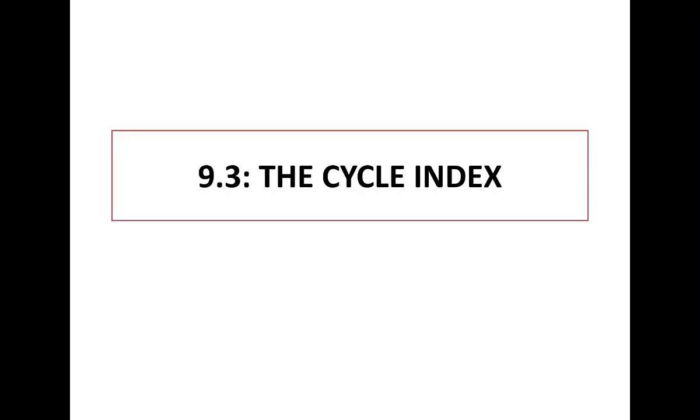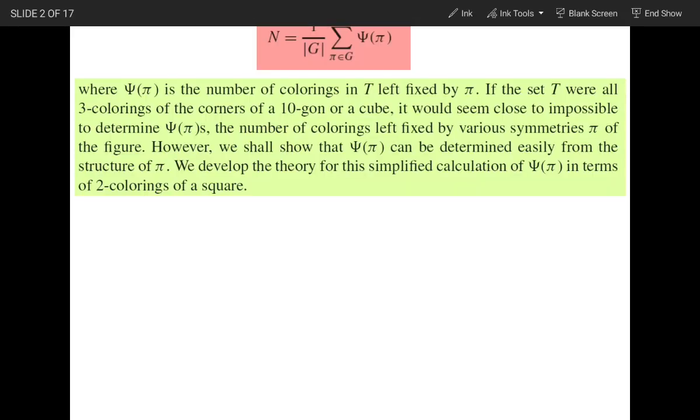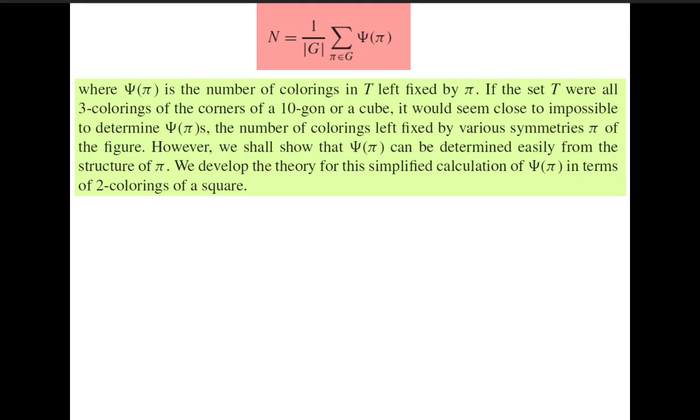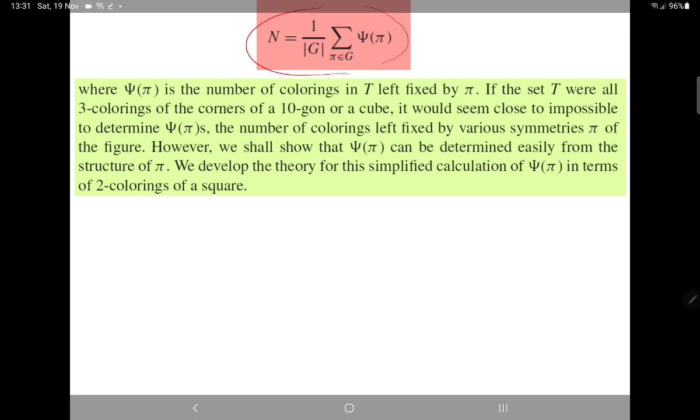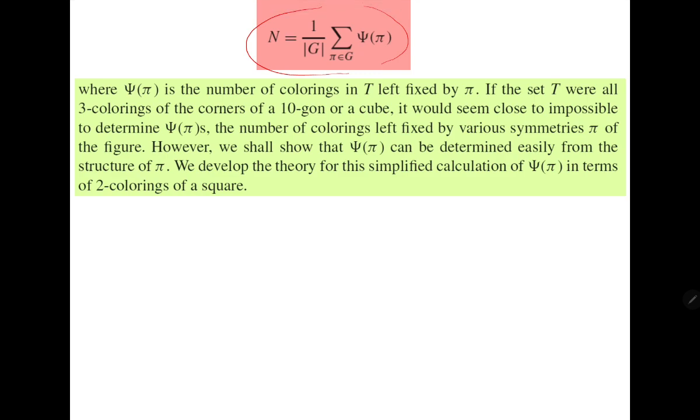Good morning, everyone. So, in today's class, we'll introduce the concept of cycle index. If you recall from the last class, we discussed the Burnside lemma, which helps us to compute the number of the equivalence classes. Now, in the Burnside lemma, you can see that it is computationally expensive to compute psi of pi, because we need to identify all the colorings and then see how many colorings remain fixed by the symmetry pi, which is not feasible even if we consider the case of a polygon with 10 sides or a cube. Then it becomes very complicated.